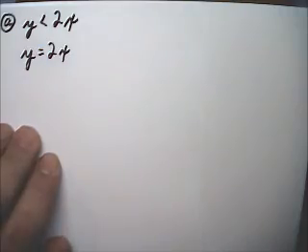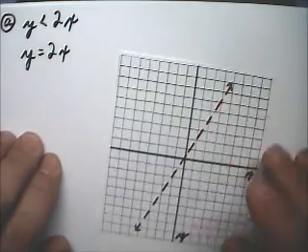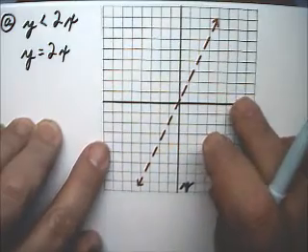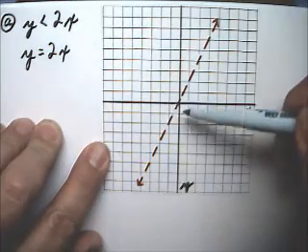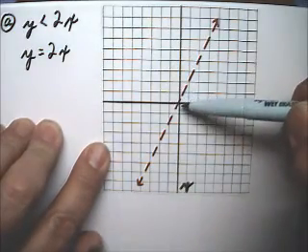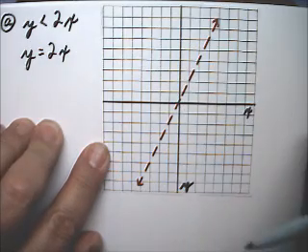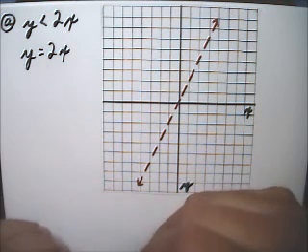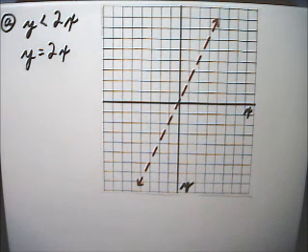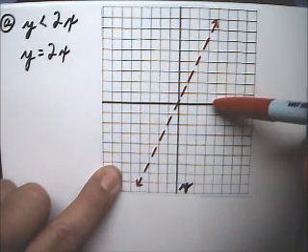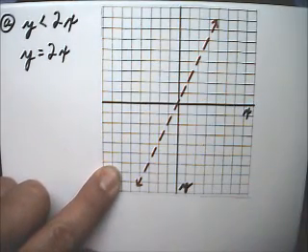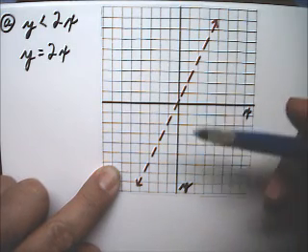And we showed how to graph this in the last section. The y-intercept is 0 and the slope is 2, so it's up 2 and over 1, up 2 over 1. That's the graph. And now we have to figure out if we're going to shade everything to the right of the line or everything to the left of the line. And we do that by testing a point.